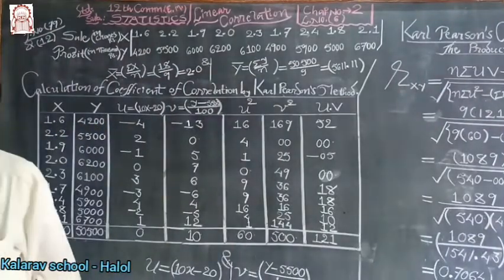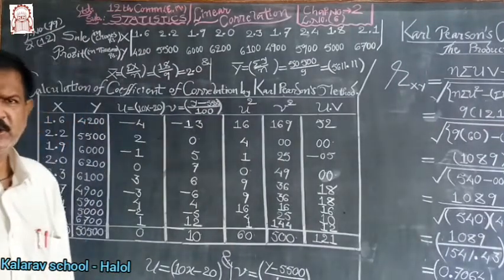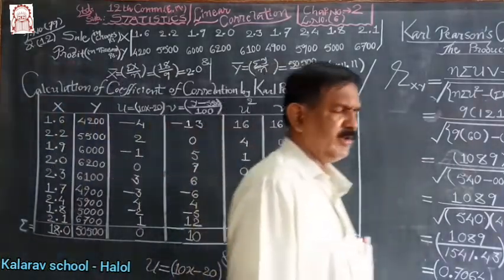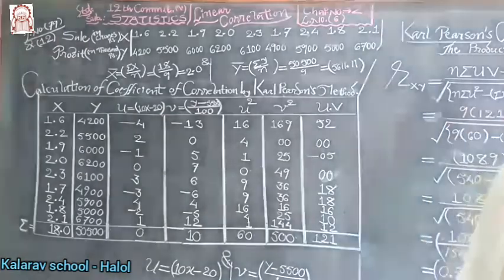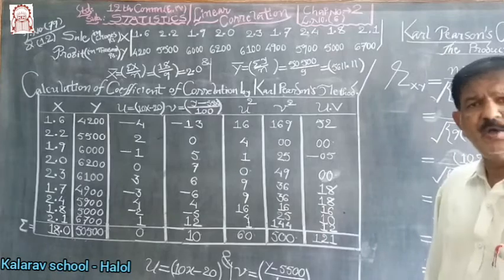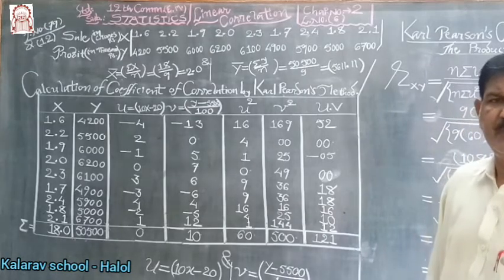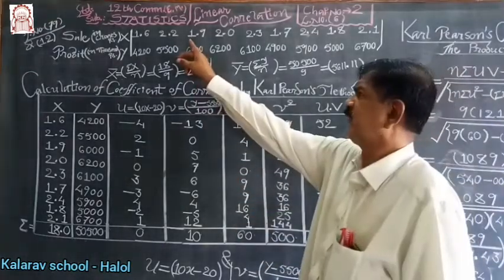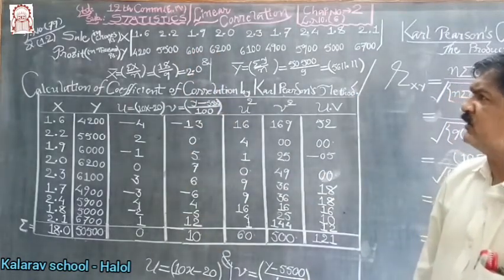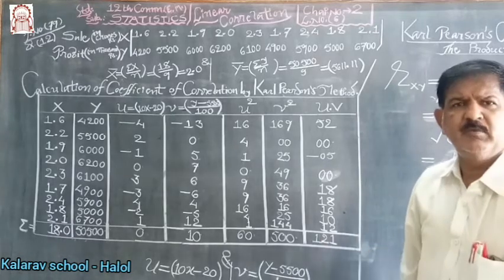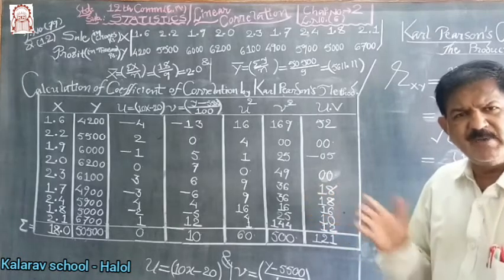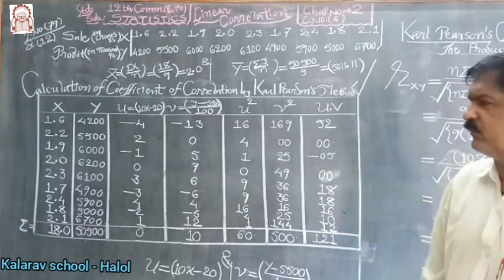We have seen in chapter 2 linear correlation, Karl Pearson's coefficient of correlation. Today we are going to see the method in which x bar, y bar, or both are in fraction or decimal values, as well as the values of x are given in decimal points. That means we have to transform or convert x and y in terms of U and V, so the data can be minimized or reduced.